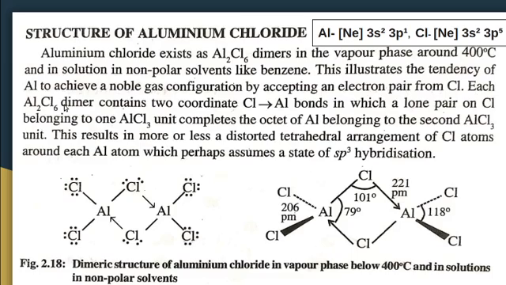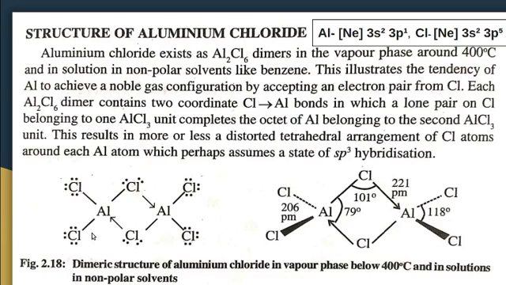Each Al2Cl6 dimer contains 2 coordinate Cl-Al bonds, in which a lone pair on chlorine belonging to one AlCl3 unit completes the octet of aluminium belonging to the second AlCl3 unit. This results in a more or less distorted tetrahedral arrangement of chlorine atoms around each aluminium atom, which perhaps assumes a state of sp3 hybridization.